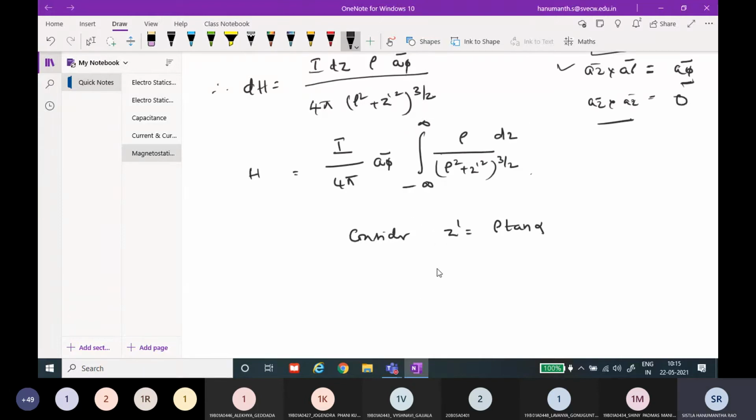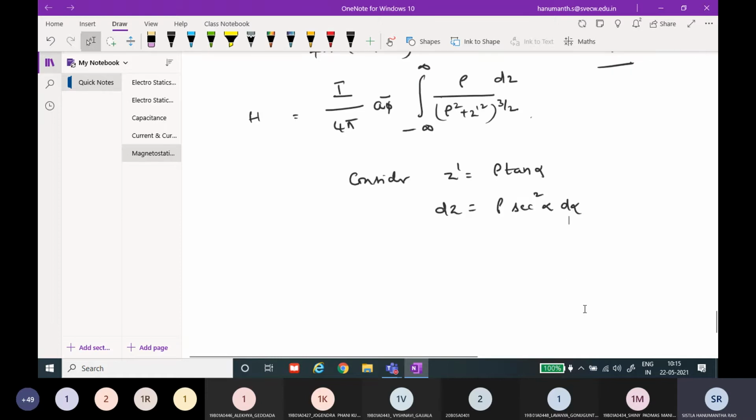Here also dz or dz prime, whatever it is. What is this dz? Rho tan alpha will be differentiated as rho secant square alpha d alpha. You should tell me, not me, because you are the experts in differentiation and integration.